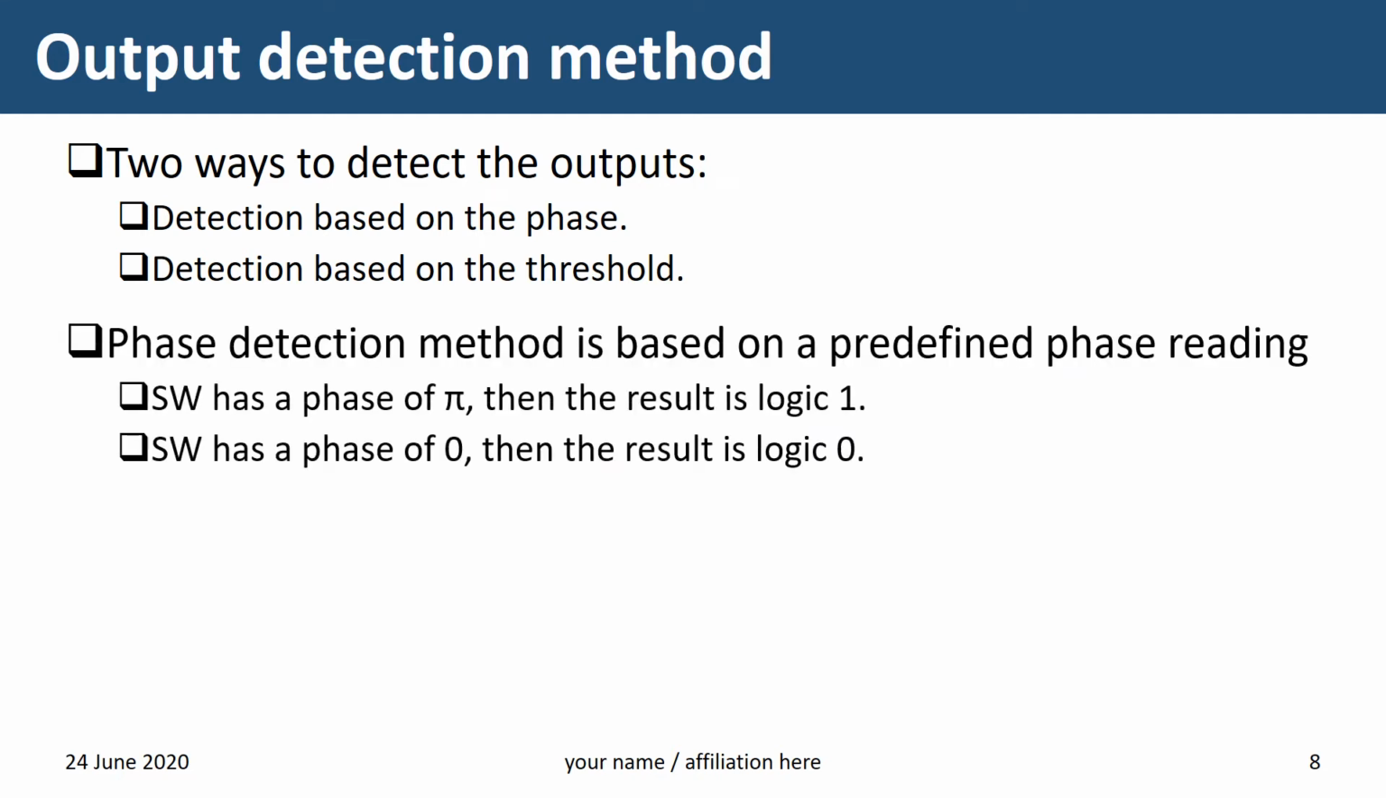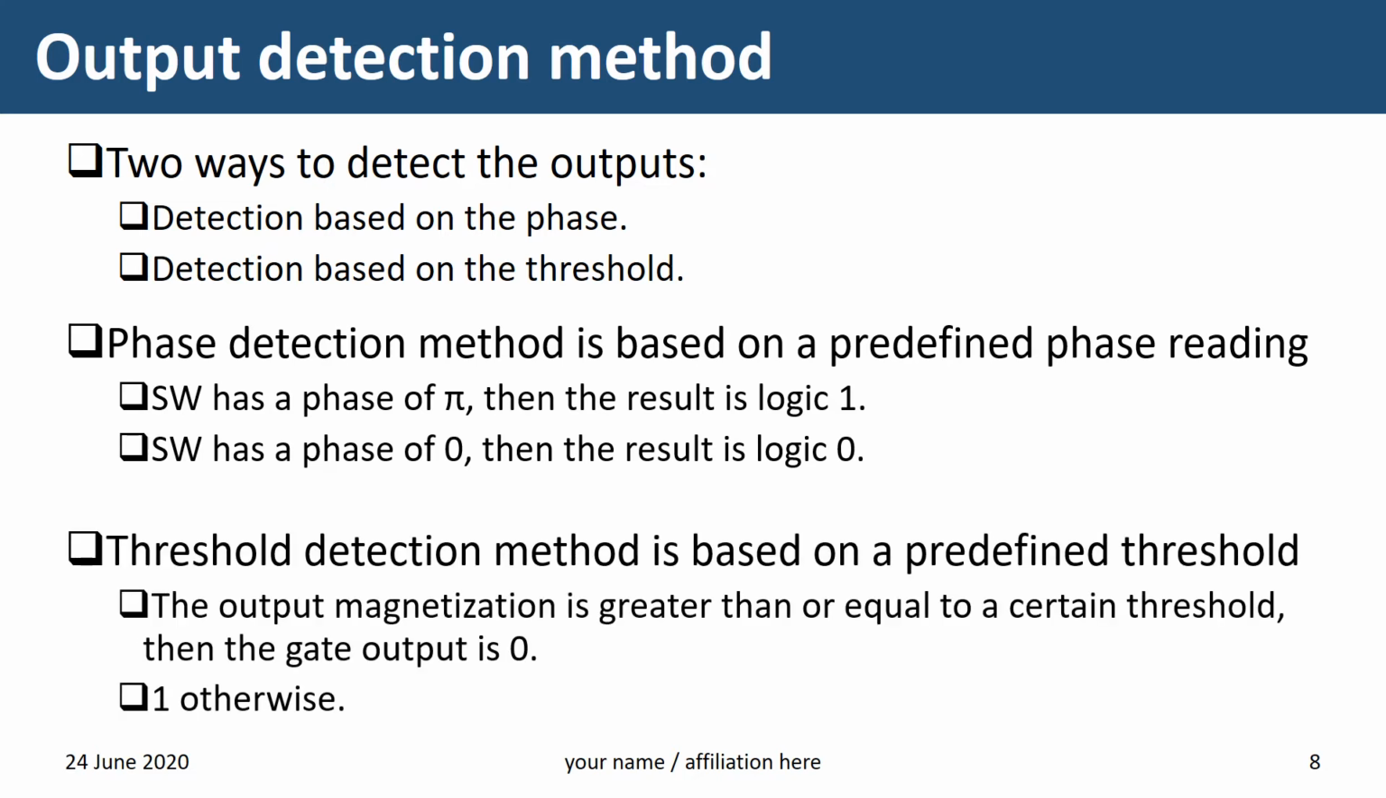The detection based on the phase is based on a predefined phase reading, such that if the spin wave has a phase of pi, the result is logic 1, whereas if the spin wave has a phase of 0, then the result is logic 0. On the other hand, the threshold detection method is based on a predefined threshold, such that if the output magnetization is greater than or equal to a certain threshold, then the gate output is 0, whereas the output is 1 otherwise.